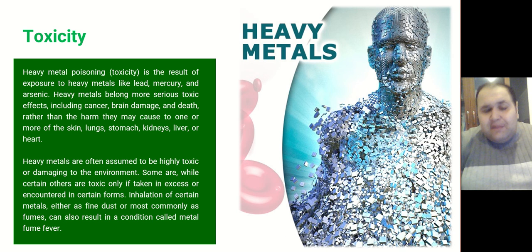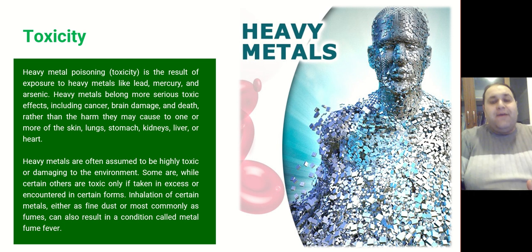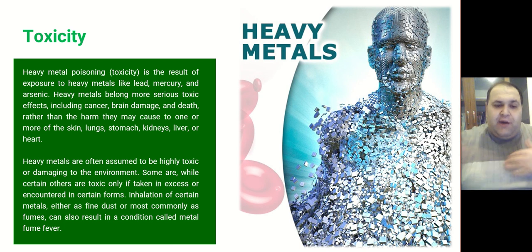Now let's talk a little bit about heavy metal toxicity. Heavy metal poisoning is a result of exposure to heavy metals like lead, mercury, and arsenic. Heavy metals have serious toxic effects, including cancer, brain damage, and death, as well as the harm they can cause to one or more of the skin, lungs, stomach, kidneys, liver, or heart.